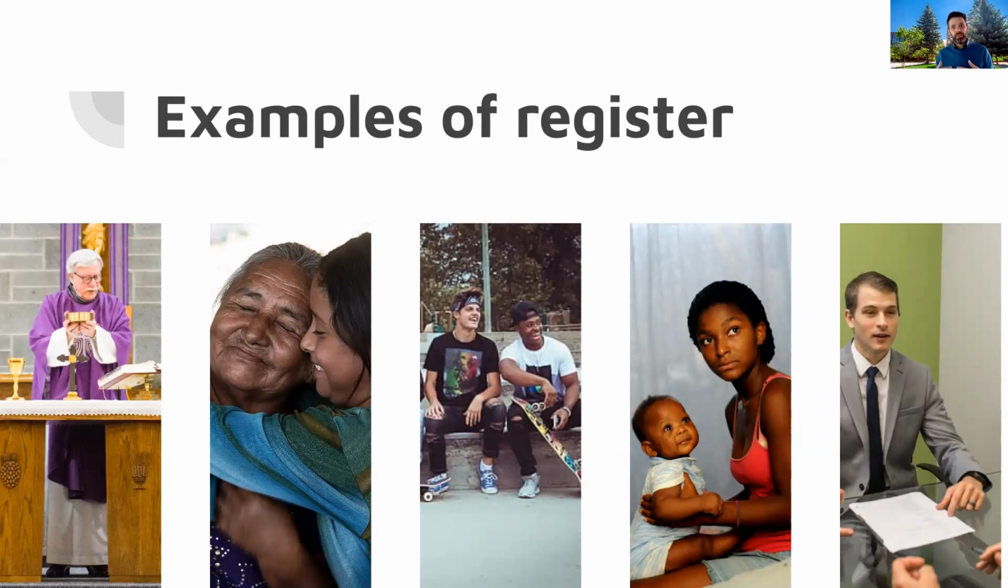So some examples of registers: we may use a different register when we're in a religious environment, when we're talking to people of different ages, when we're with friends versus in more professional or familial situations, whether we're in situations where we're with people that we know really well versus people that we don't know really well. All of these things can influence how we change the type of language we use.